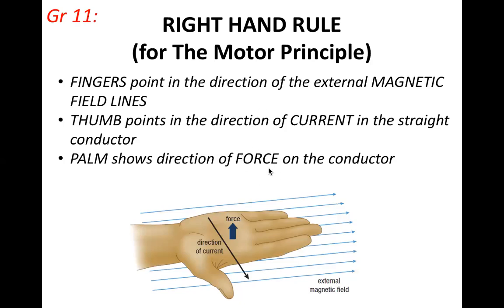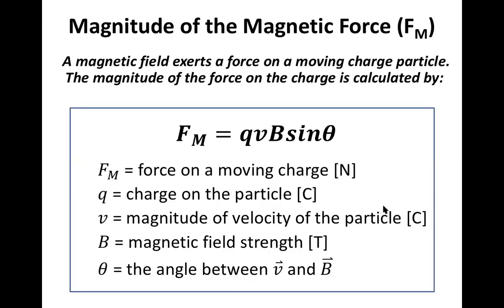So this is the magnetic force that this whole lesson is on. You are going to be practicing this a lot when you do the practice questions. What is the magnitude of that force? Right-hand rule number 3 is your go-to to figure out the direction, but the magnitude you get by using this formula. A magnetic field exerts a force on a moving charged particle. The magnitude of the force on the charge is calculated by QVB sine theta.